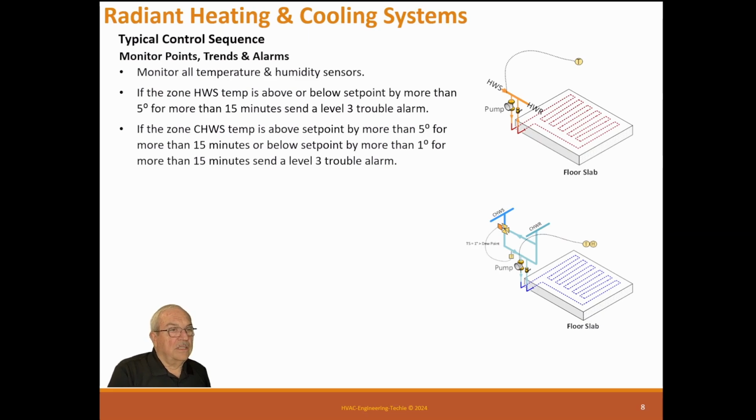If the zone chill water supply temperature is more than 5 degrees above set point for more than 15 minutes, or more than 1 degree below set point for more than 15 minutes, send a level 3 trouble alarm.